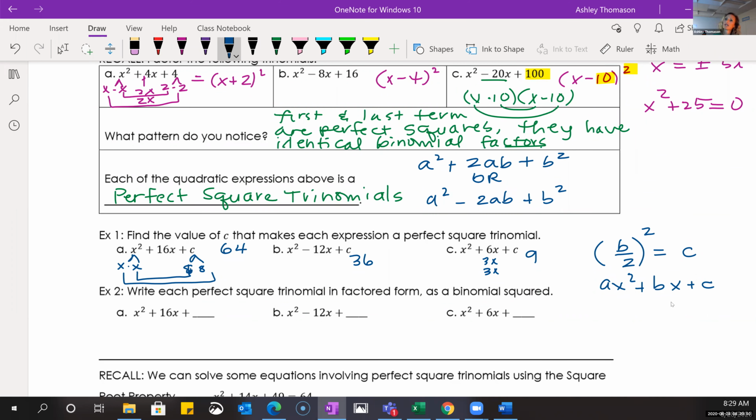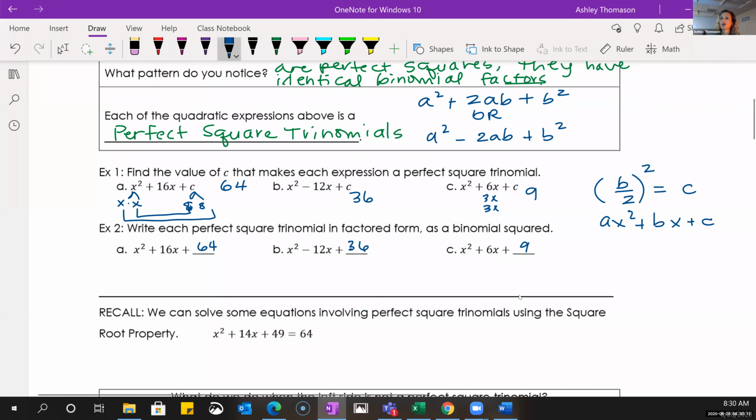All right, so down below here, we're going to fill in those perfect squares that we found. So 64 goes here. These are the same problems. 36 and 9. And now we are going to write them in factored form as a binomial squared. That means we're going to write that same identical factor squared for each of these expressions. All righty, so I want to rewrite this as a binomial squared. I know this sign is positive, so I know it has to be a plus. What number is going to go inside of here?